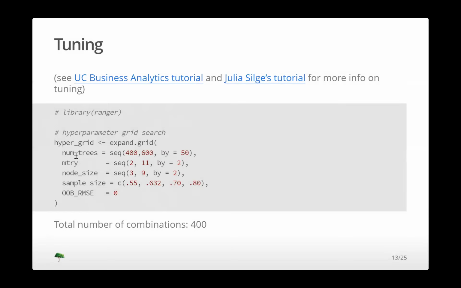In this case, I'm telling the grid that I want to consider trees between 400 and 600 trees. I want to try variables between 2 and 11. 11 is my maximum. That's generally not preferable, but let's go with between 2 and 11. Then we can specify the node size, so the maximum node size, and the sample size. So I can choose different samples to build these training models on. All right, so with these specifications, this leads me to 400 combinations.